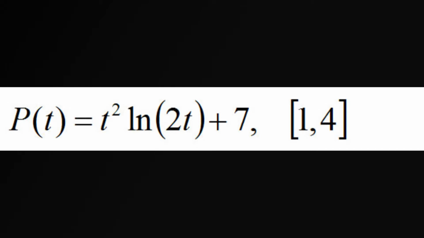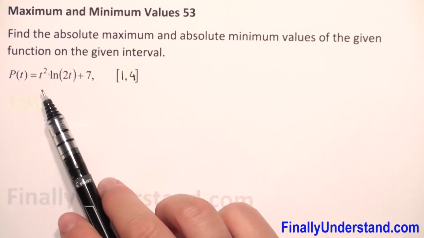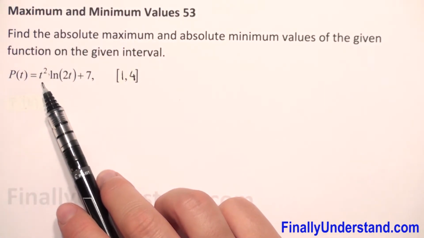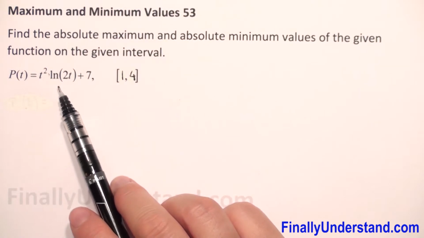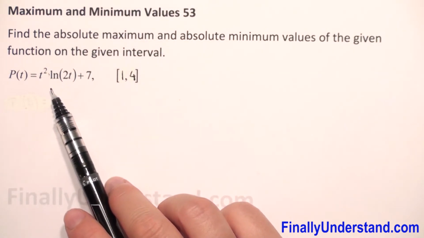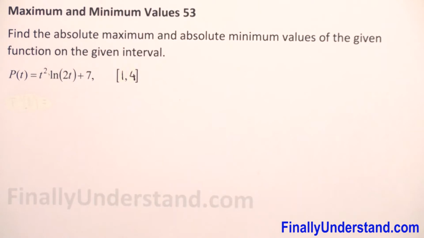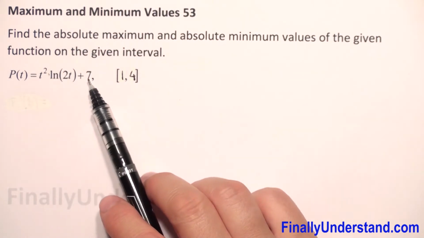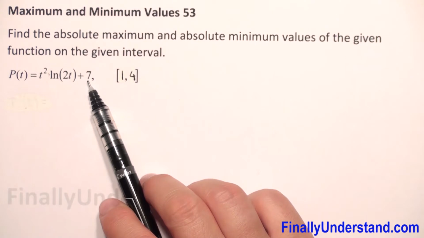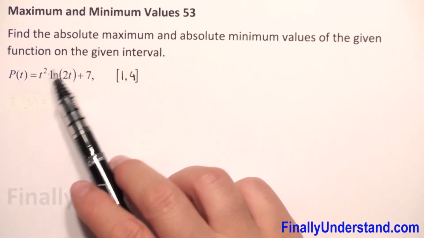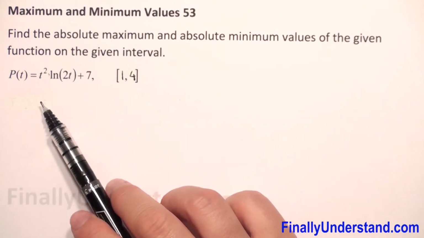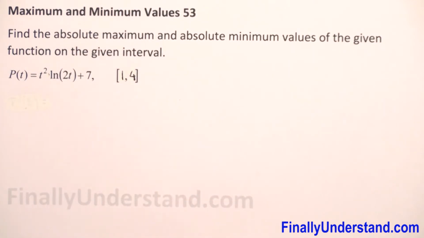We have a continuous function because natural log is continuous in its domain, so the power function is continuous. When we multiply two continuous functions, we have a continuous function, and when we add 7, the constant function is continuous, so we have a continuous function P of t in this closed interval. So now to find absolute maximum and absolute minimum values, we need to find critical points.